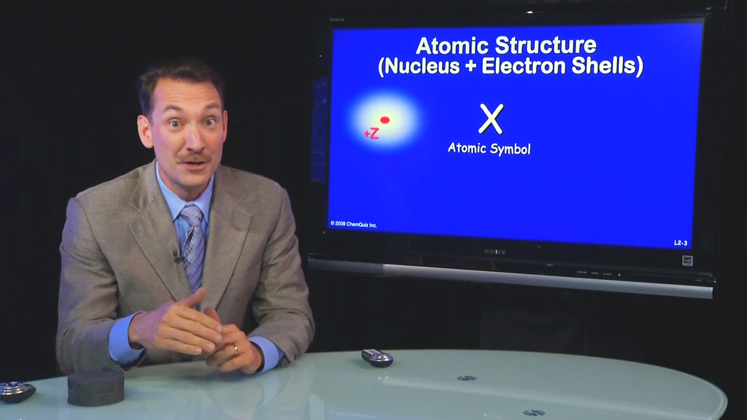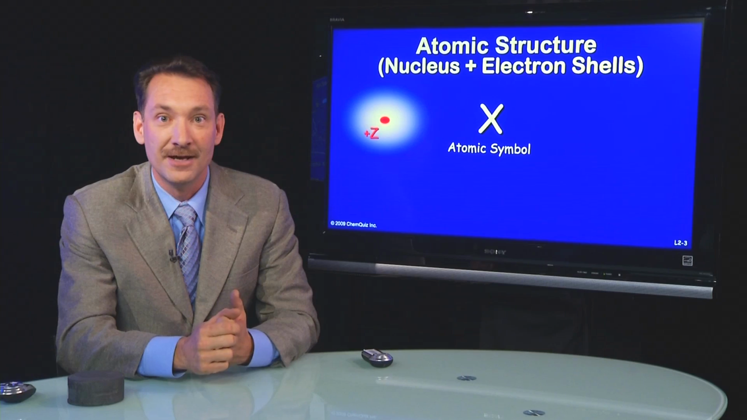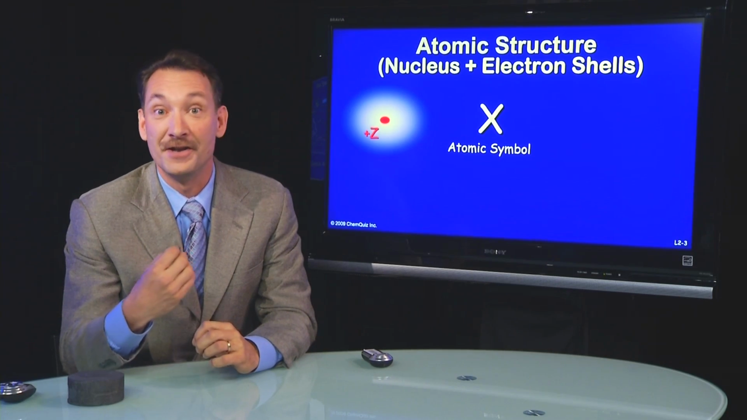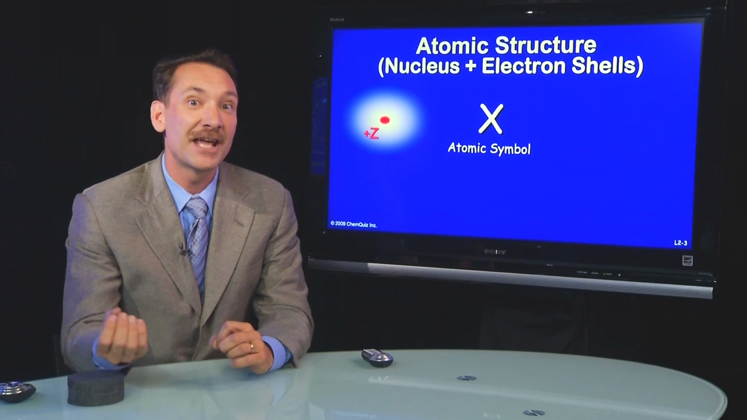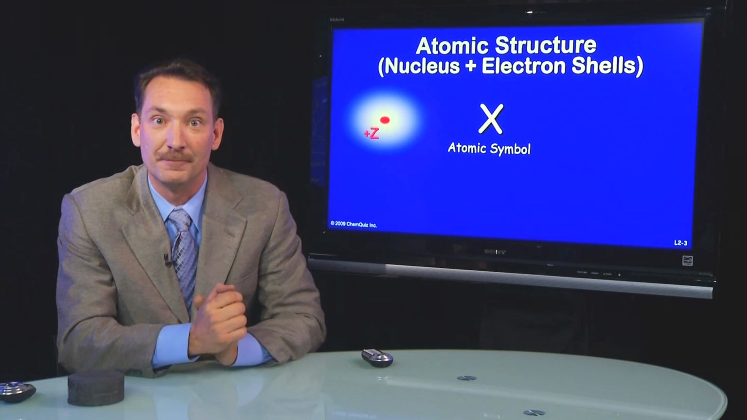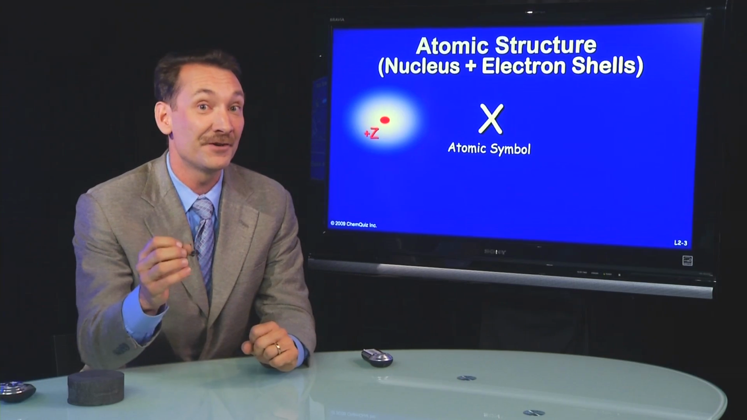So what else is in the nucleus then? Well, nuclei often contain neutrons. Now, neutrons are not charged, as their name implies. They're neutral particles. They simply add to the mass of the atom, but they don't change the identity of the element, and that's very interesting.